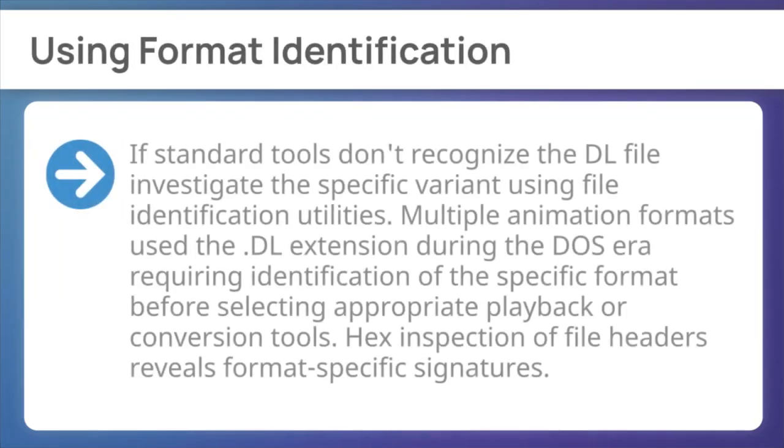Finally, using format identification. If standard tools don't recognize the DL file, investigate the specific variant using file identification utilities. Multiple animation formats use the .dl extension during the DOS era, requiring identification of the specific format before selecting appropriate playback or conversion tools. Hex inspection of file headers reveals format-specific signatures.